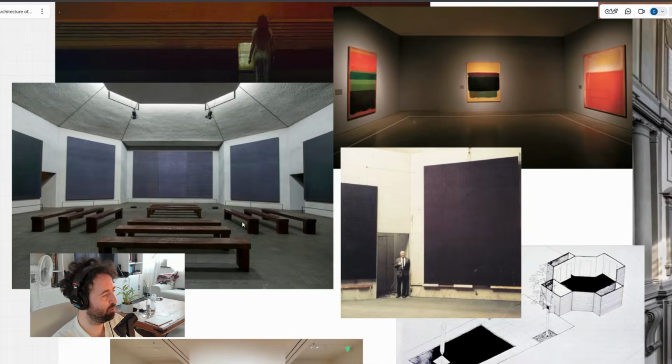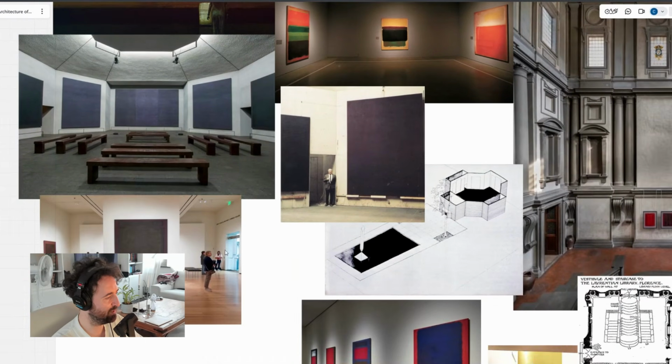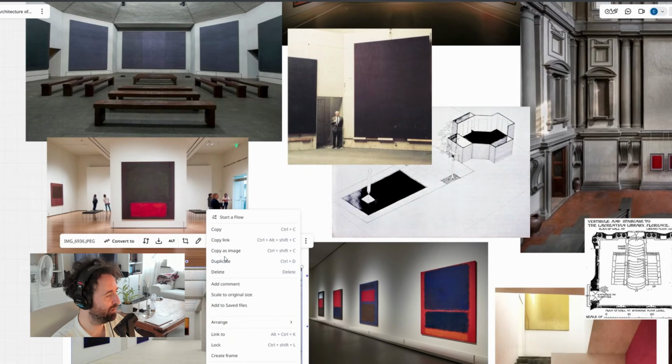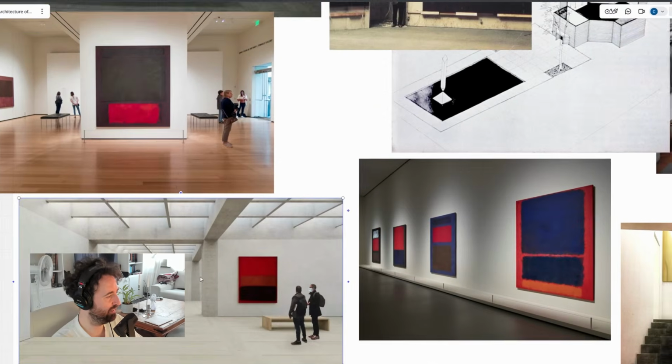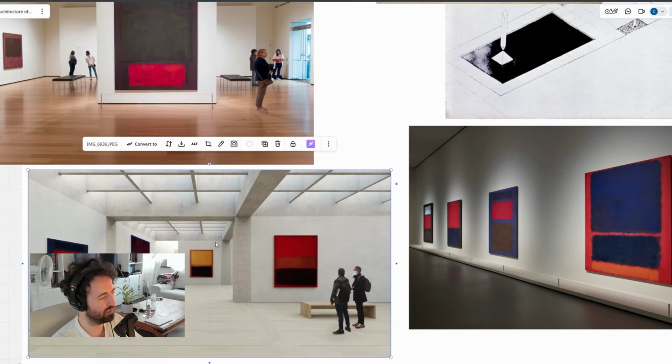When I was working as an architectural visualizer, I actually created this space. Can I bring this to the front? I think I can. I was designing a gallery. Or I wasn't designing a gallery, I was working on a gallery. And the client didn't have any Rothko in the collections, but I was just sort of like, this is so boring.